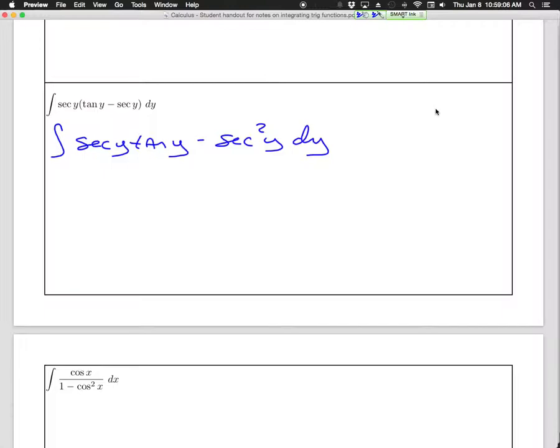All right, once I get here, then we should be able to integrate secant tangent and turn it into secant. And then we should be able to integrate secant squared and turn it into tangent. And don't forget about the plus c. So when I integrate that, I get secant minus tangent plus c.